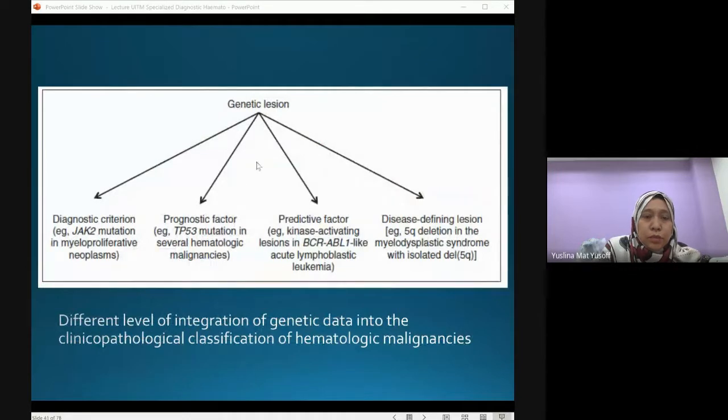This is just to show you the different levels of integration of genetic data into the clinical pathological classification of hematological malignancies. For example, for the diagnostic criteria, we use JAK2 mutation in myeloproliferative neoplasm. For TP53, if it is present in a patient with AML, it gives a bad prognostic factor. We can also look at the predictive factor of BCR-ABL1 in ALL, and some disease-defining lesions such as 5q deletion in myelodysplastic syndrome.